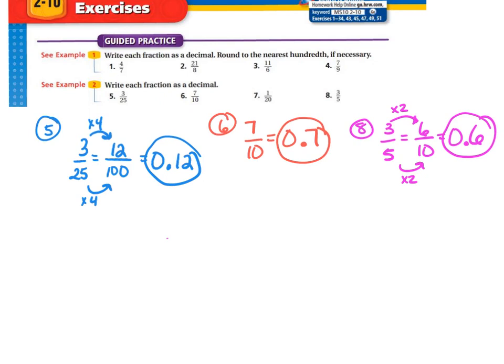Now go ahead and check your answers for the 2 you chose from example 2. 3/25ths, you could use a denominator of 100. You would get 12/100ths, which would be written 0.12. 7/10 already has a place value of 10, which is one of our decimal place values, so it's just 0.7 because that's the tenths place. And number 8, 3/5, we could use a denominator of 10, would make it 6/10 or 0.6. You could always use method 1 and do long division for any of these problems as well.